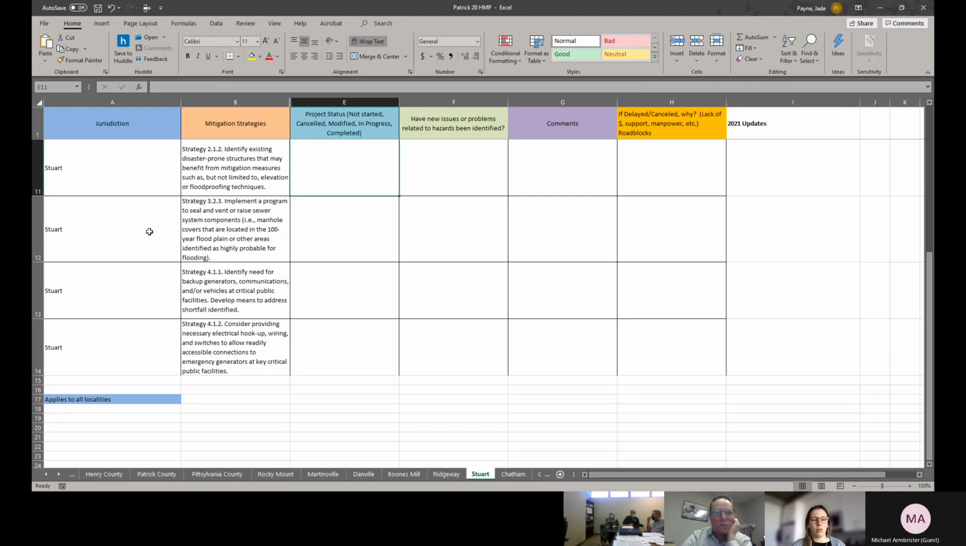Strategy 2.1.2: identify existing disaster-prone structures that may benefit from mitigation measures such as, but not limited to, elevation or flood-proofing techniques. Terry's going to move a little bit closer so he can hear better. Okay.